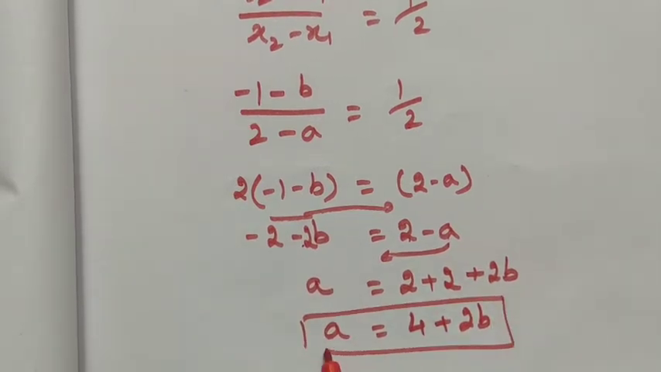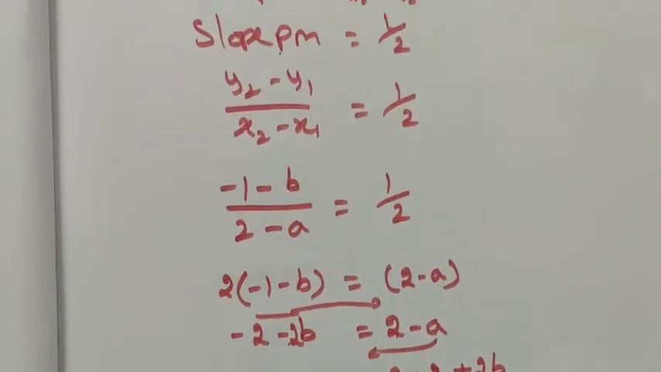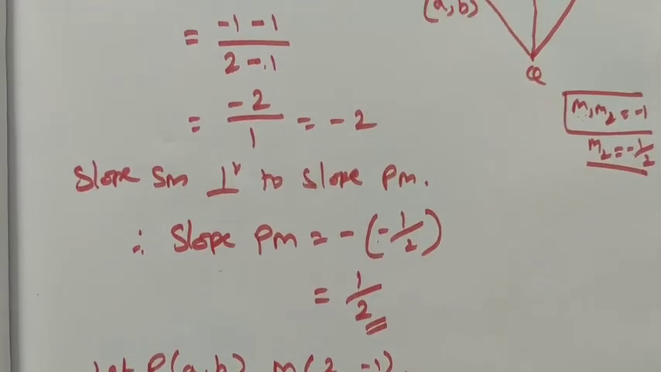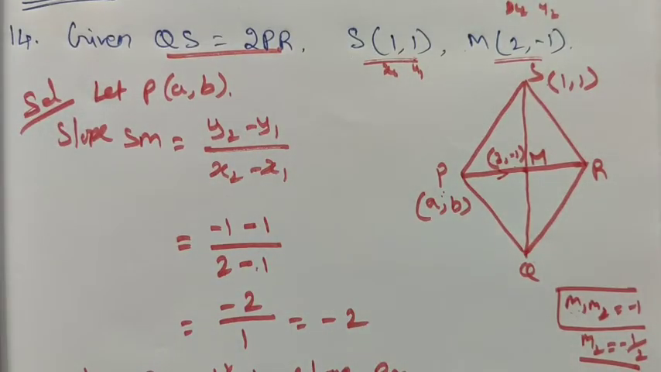A is equal to 4 plus 2b, or 2b plus 4. Let me take it as equation number 1. Now we come to the given condition. The given condition is QS is equal to 2 times PR.